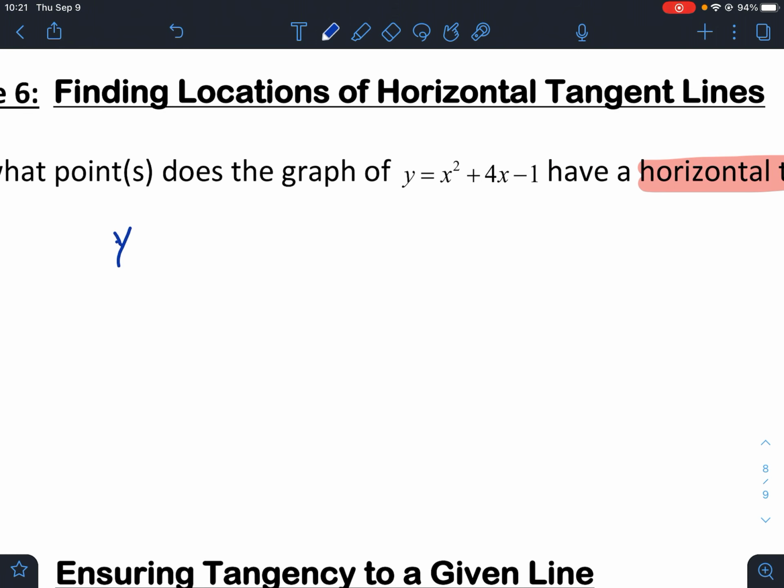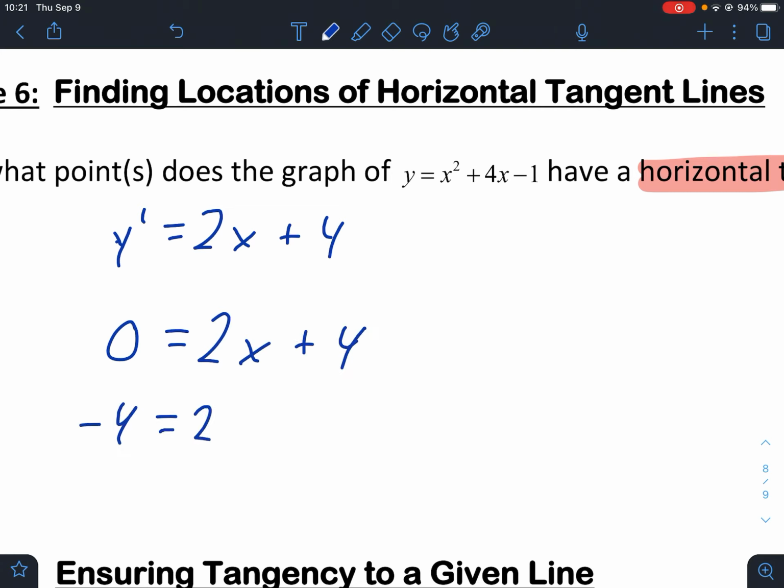So we're going to start by taking the derivative. And this question is asking, when is it 0? Use your algebra skills to solve. And we get x equals negative 2. So this graph has one horizontal tangent line, which makes sense.